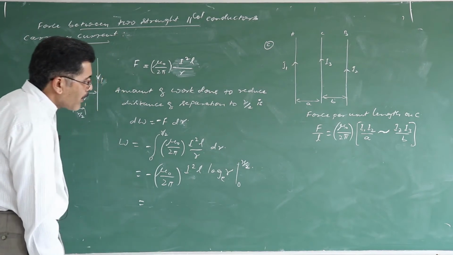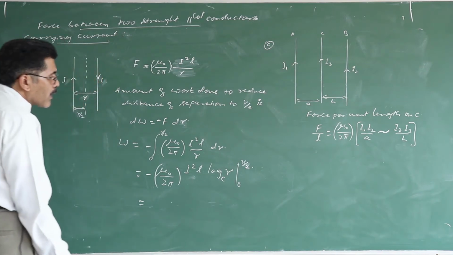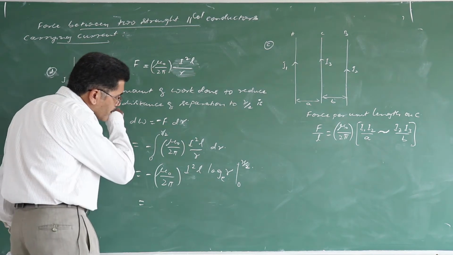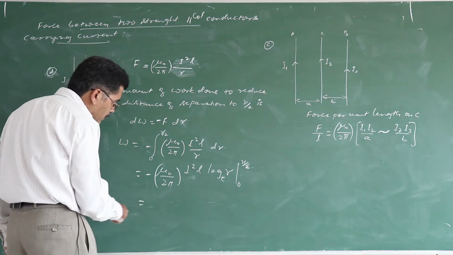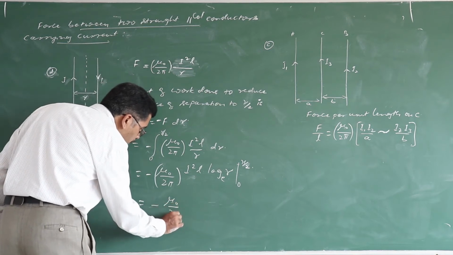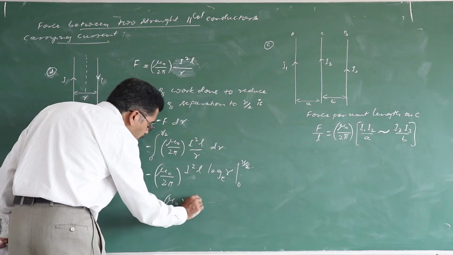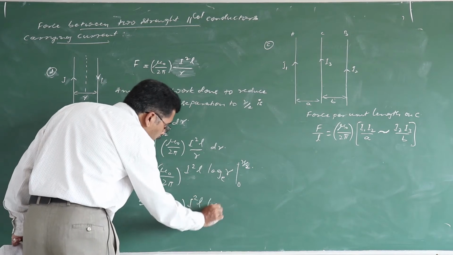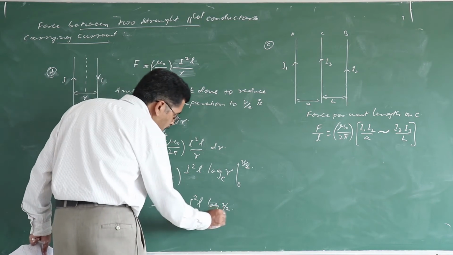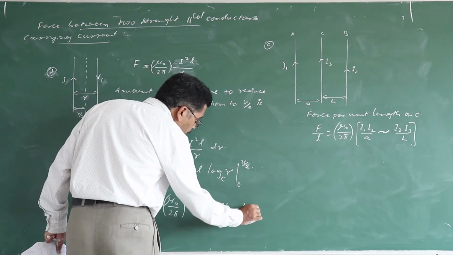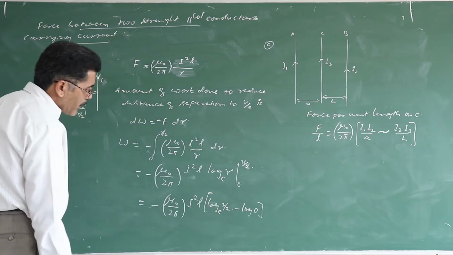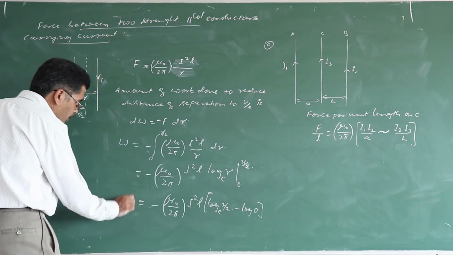Now you just give the value for log r, which is equal to r by 2. Then simplify this. Minus mu naught by 2 pi I square into L (log r by 2 to the base E minus log 0). Okay, see, this is the total work done.